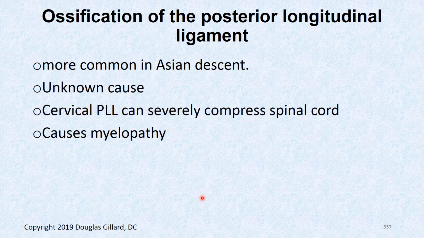So there are conditions that can ossify the posterior longitudinal ligament, and Asian peoples are notorious for it. In fact, that's the name of the disease. It almost exclusively occurs in Asians. And it's called ossification of the posterior longitudinal ligament, OPLL is what it's called. And the cause is not known, but it can definitely cause cervical myelopathy.